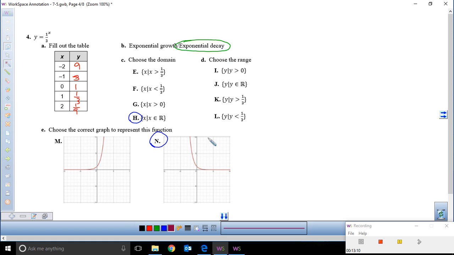And then the range has to deal with the asymptote. So we can look at that graph again and see that it's getting closer and closer, but doesn't really touch that y equals 0. So it's going to be the set of all y such that y is greater than 0.